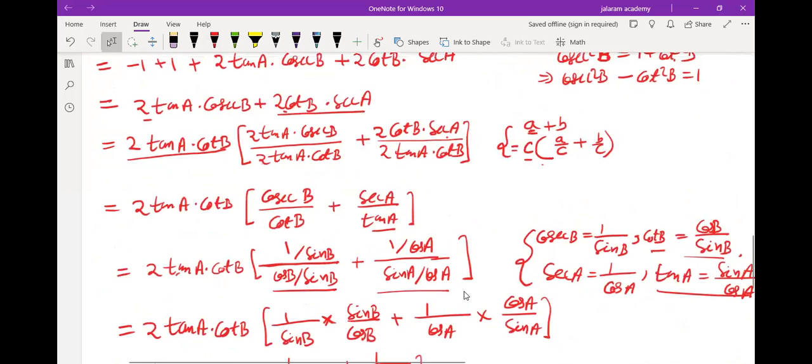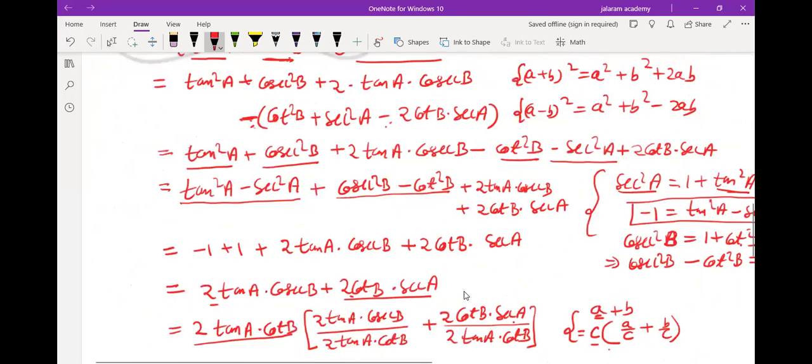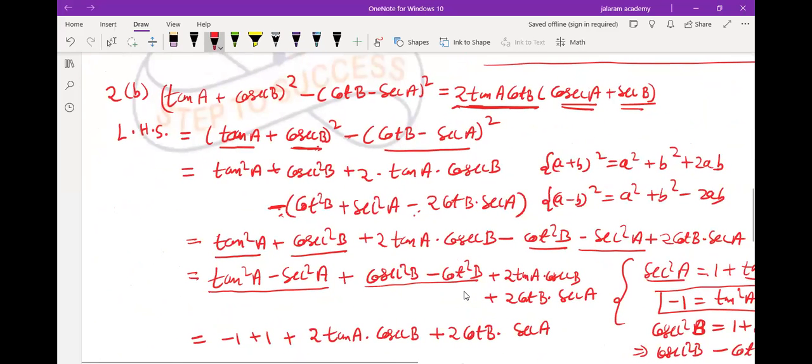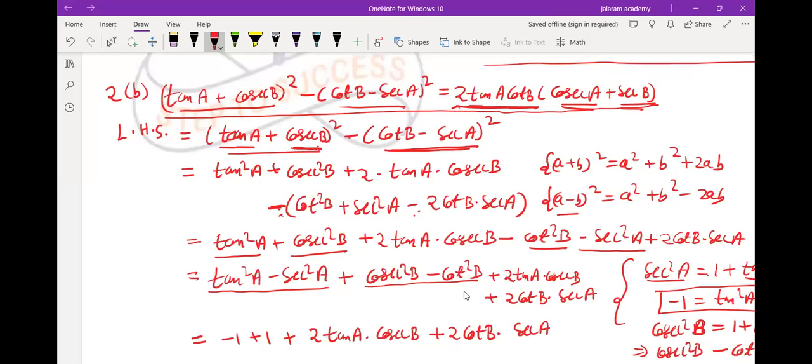So this is the next identity which we have to prove. Tan A plus cosec B whole square minus cot B minus sec A whole square equals to 2 tan A cot B into cosec A plus sec B. First of all, use A plus B whole square to expand tan A plus cosec B whole square. Cot B minus sec A whole square is expanded by using A minus B whole square.